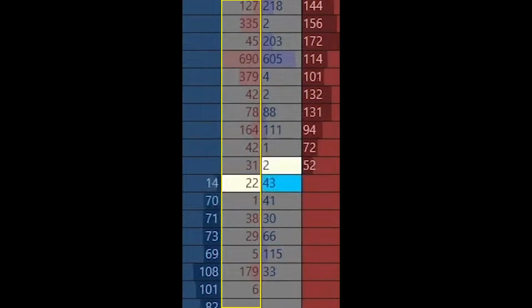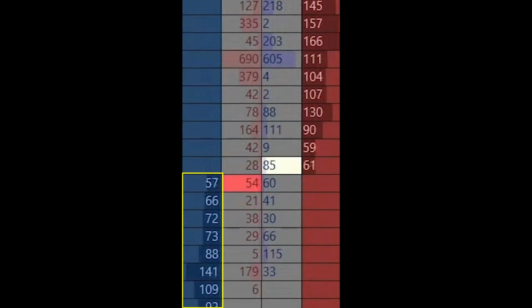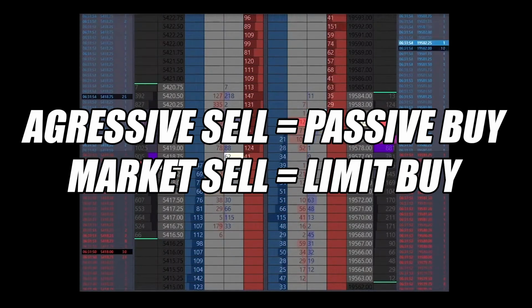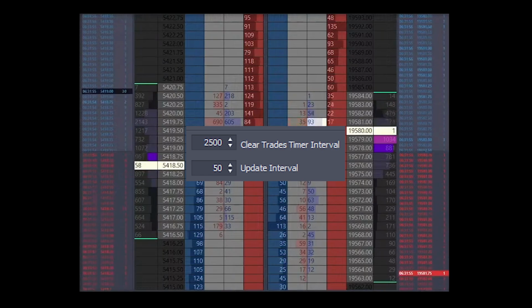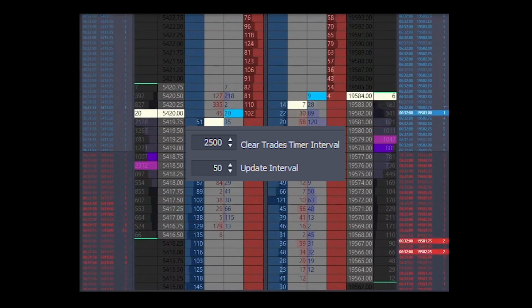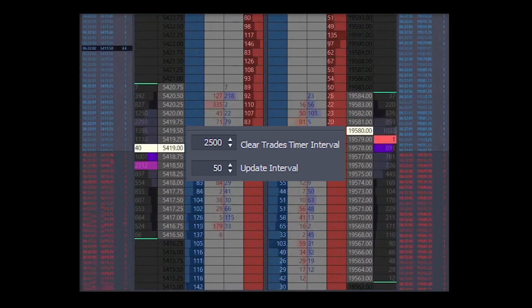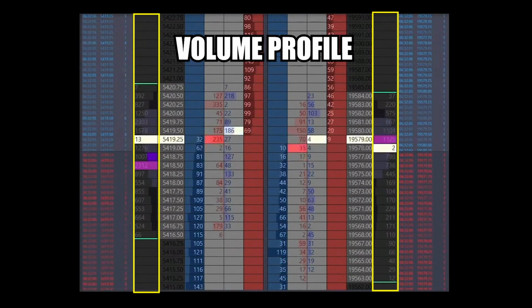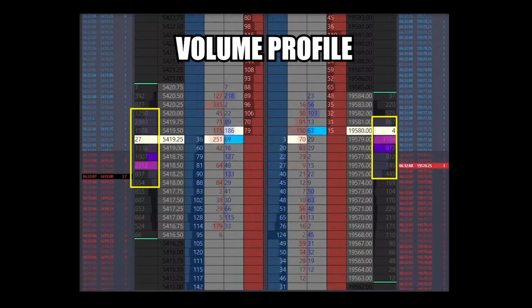You can see the red numbers on the left middle hitting into the dark blue numbers to the left of them. These are market sell orders that hit into limit orders. My DOM is configured on a 2.5 second reset. That means that the numbers will continue to add up for as long as that tick has transacted in the last 2.5 seconds.